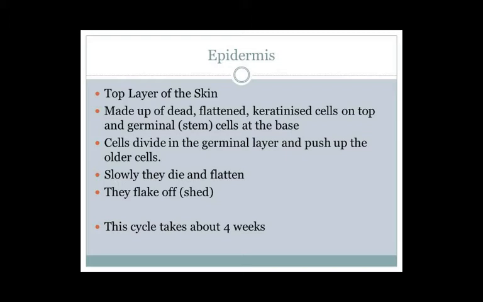The epidermis grows through the germinal layer, which is at the bottom. The cells divide here and they push up the older cells. As they're pushed up, they slowly die and flatten, and then eventually they flake off and shed. And this cycle happens every 4 weeks. So every 4 weeks you get a new layer of skin.